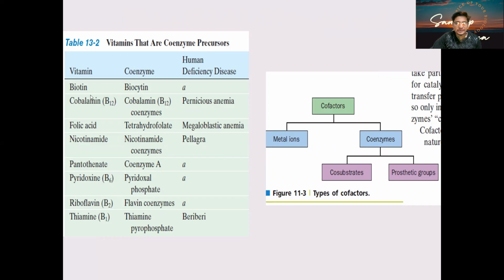Let's talk about certain deficiency diseases. For example, the cobalamin or vitamin B12. This causes the pernicious anemia, a kind of anemia which is hidden. Folic acid, if it is not there, will cause the megaloblastic anemia. Nicotinamide will cause the pellagra. And similarly, the riboflavin or the thiamine, especially thiamine, they cause the beriberi.